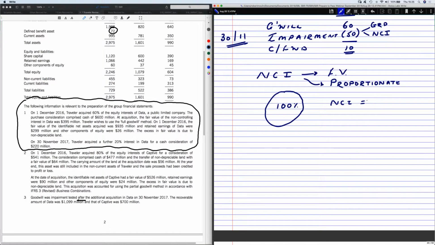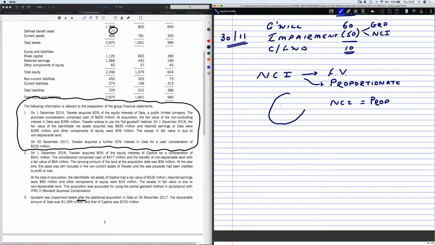Let us change the policy, and let's make the policy for the NCI proportionate. What am I now going to do with this? Am I going to complete the circle, or am I going to stop? What do you reckon? Yes, stop.